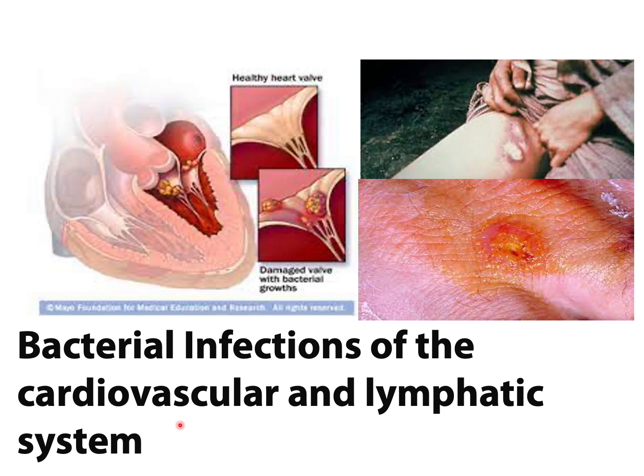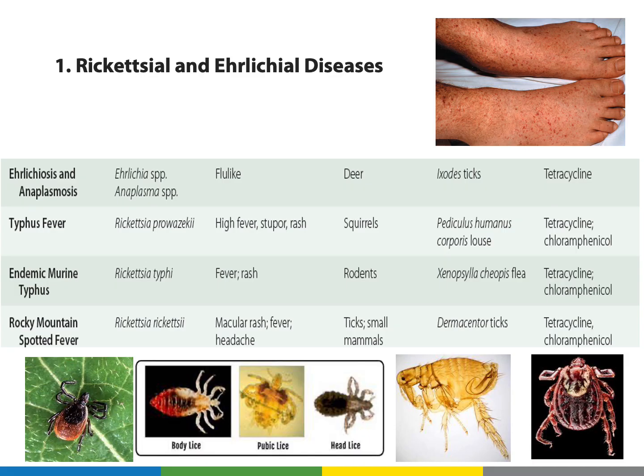Now let's go to bacterial infection of the cardiovascular and lymphatic system. To start with, you have the rickettsial or the Ehrlichial diseases. So, rickettsial and Ehrlichial diseases, you have Ehrlichiosis and anaplasmosis. So, what's the difference? Human monocytotropic Ehrlichiosis, or HME, is caused by Ehrlichia species, particularly Ehrlichia chaffeensis, which is a gram-negative rickettsia-like obligate intracellular bacterium.